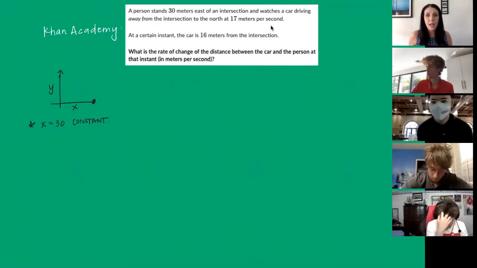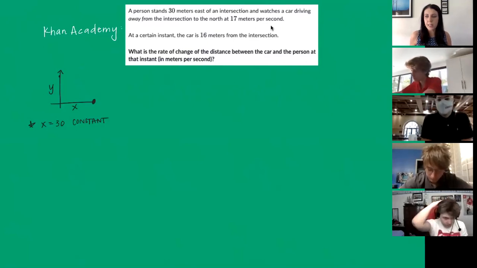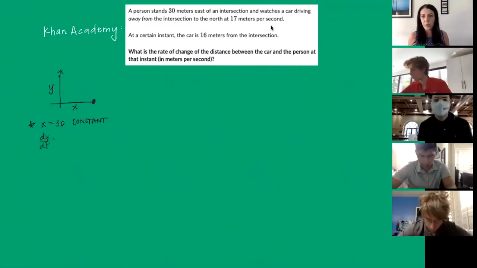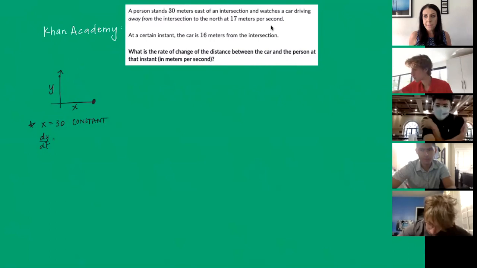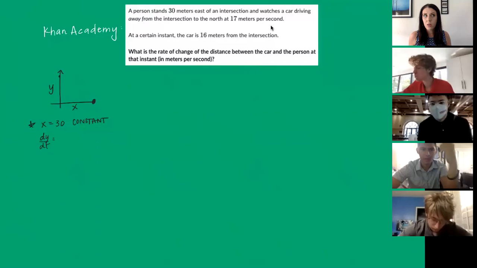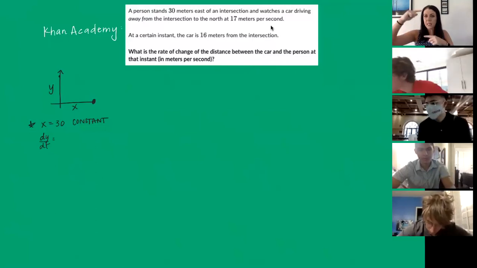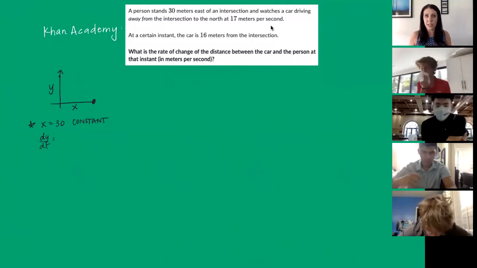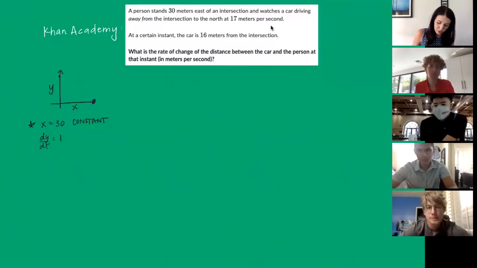Then it says he's watching a car driving away from the intersection to the north at 17 meters per second. Someone else, what would that information be? dy over dt. Perfect. We talked about if things are increasing or decreasing yesterday. Would that dy over dt be positive or negative, Gus? It'd be positive. Why? He's driving away from it, so he's heading northbound. If he were to drive towards it, that'd be negative. Correct, because the y value would be decreasing versus increasing. So you want to think about what's happening. Is it increasing or is it decreasing? Okay, and so that is equal to 17.